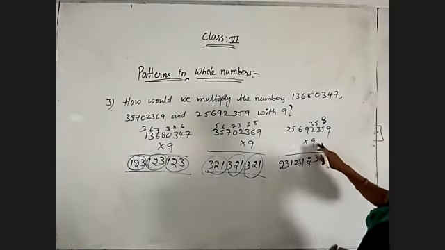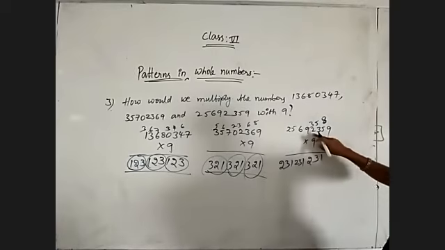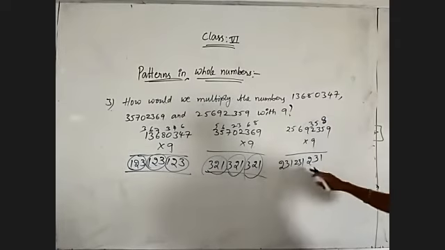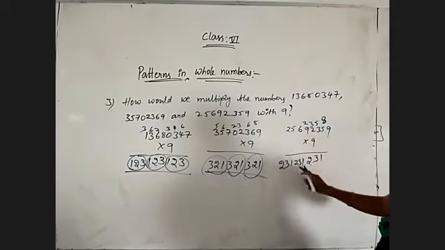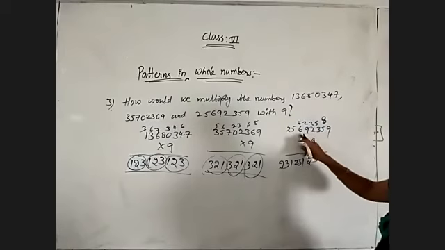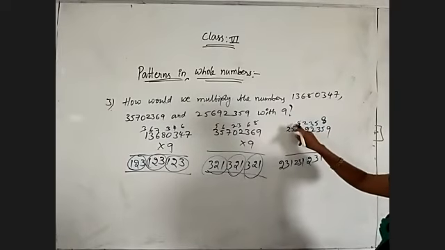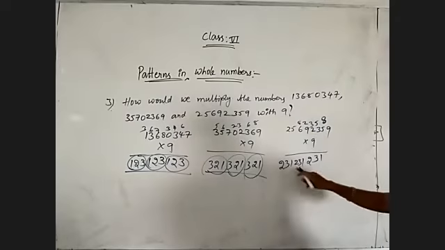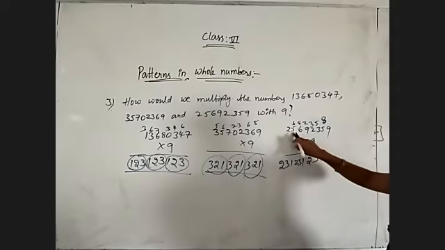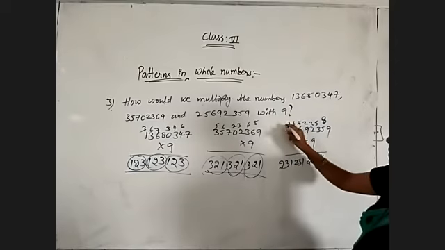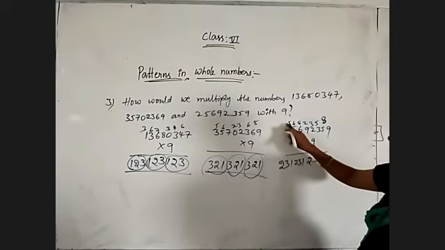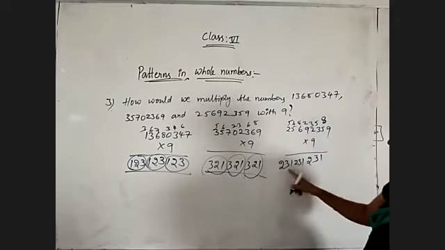Observe. 9 2s are 18. 18 plus 3, 21. 1, 2 will be the carry. 9 9s are 81 plus 2, 83. 3, 8 will be the carry. 9 6s are 54. 54 plus 8, 62. 2 and 6 will be carry. 9 5s are 45. 45 plus 6, 51. 1 and 5 will be carry. 9 2s are 18. 18 plus 5 is 23.